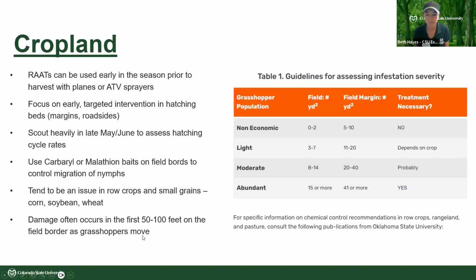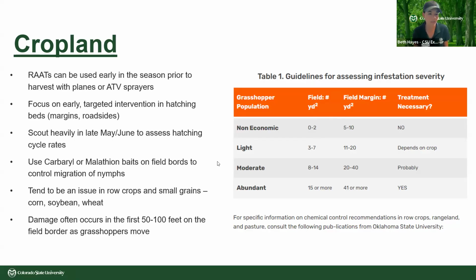This really helpful graph from Oklahoma State University shows you, for cropland specifically, what your number counts are where you're really going to need to apply. So this is really helpful. Again, this will all be available to you guys, but these are the numbers you're going to want to keep in mind for cropland because it looks a little different from rangeland or pasture land.